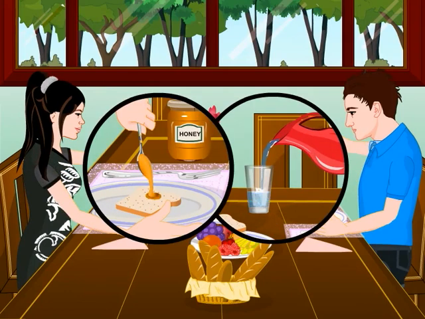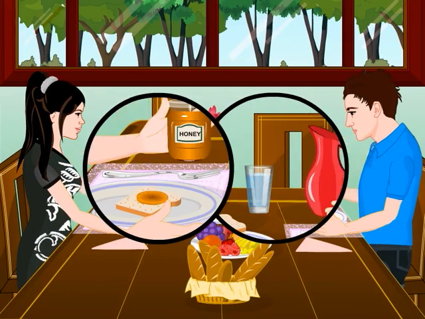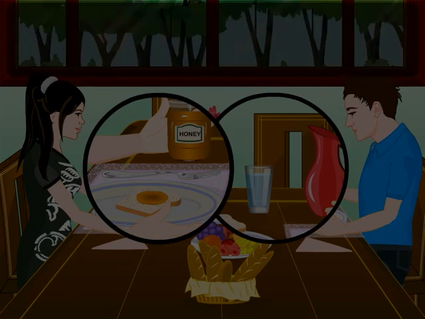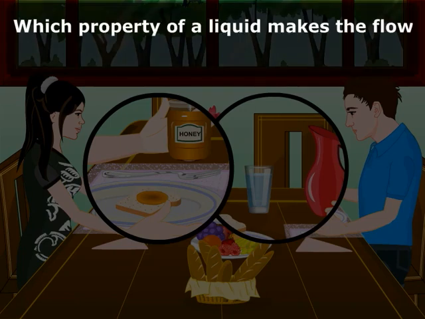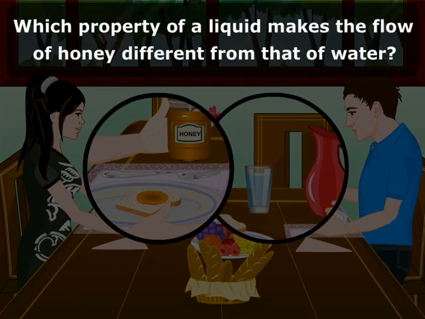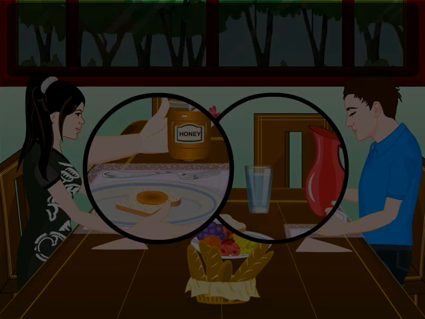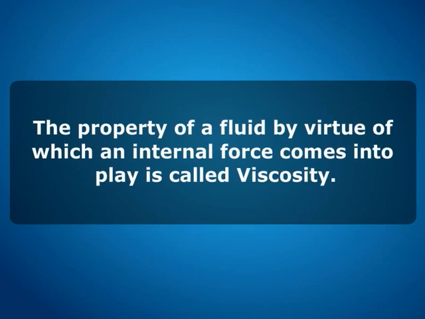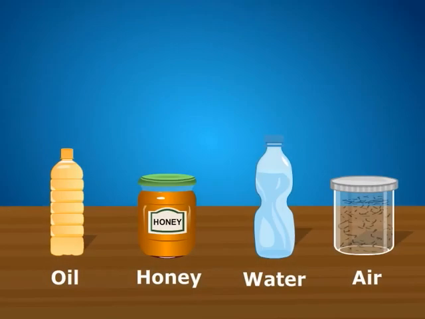You might have observed that honey flows slower than water. Why is the flow of honey different from the flow of water? This difference in the flow is due to the difference in the viscosity of the two fluids. Viscosity is the internal frictional force which opposes the motion of the fluid. Let us now understand the concept of viscosity.